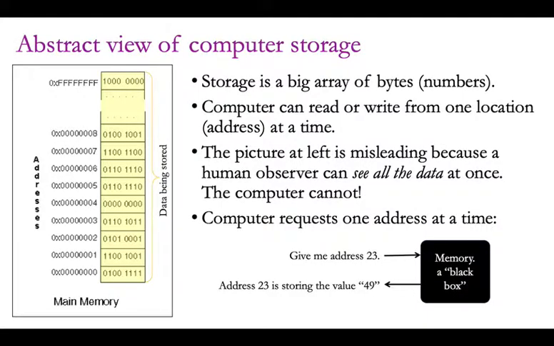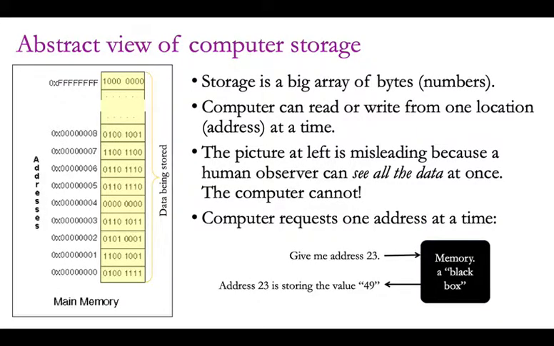It has to access it using individual addresses. So memory is like a black box to the computer, or any storage is, I guess, where you give it an address. Like, for example, you might want to request the data at address number 23, and then the response you get is that certain data, in this case 49, is stored in address 23.